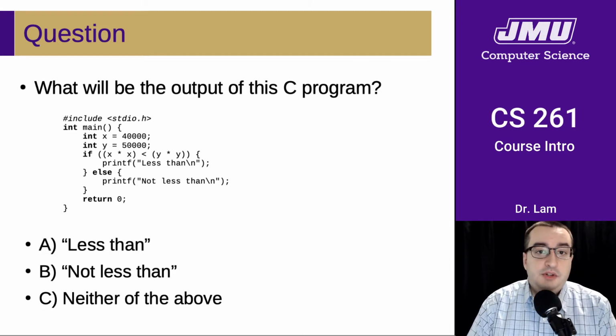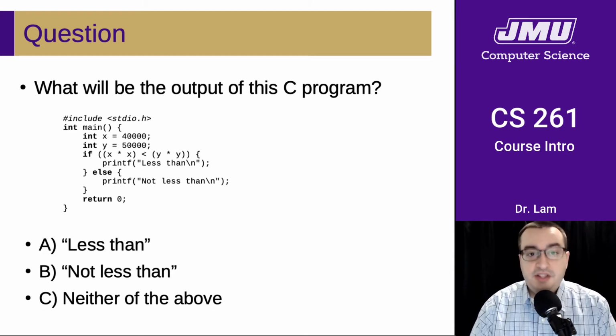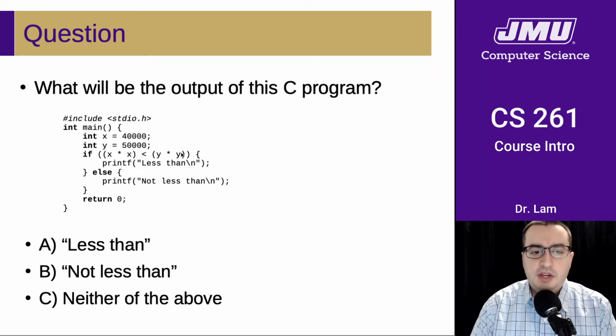Hopefully you can draw on your math knowledge to realize that what we might expect this program to do is print less than, because the square of a smaller number is always mathematically going to be less than the square of the larger number. But in fact, if we run this on a typical x86 system like the departmental STU server, we'll see that this prints not less than. That should be quite confusing and startling to learn.